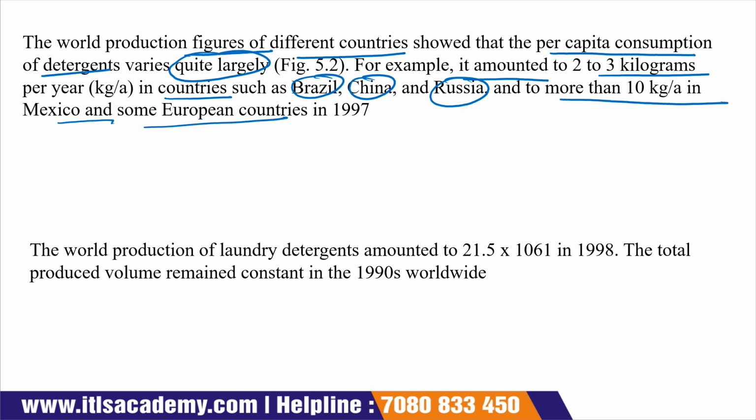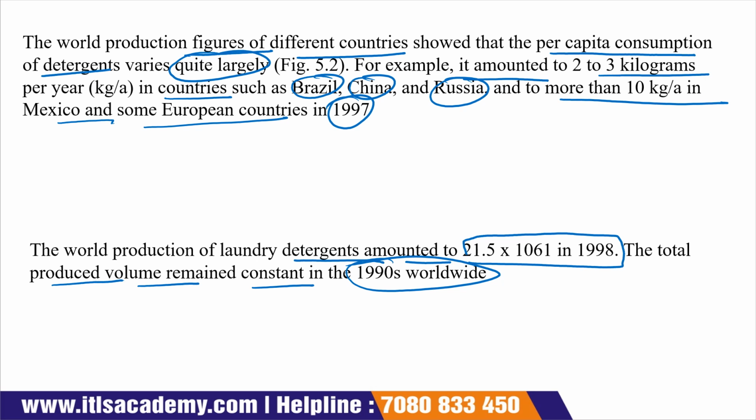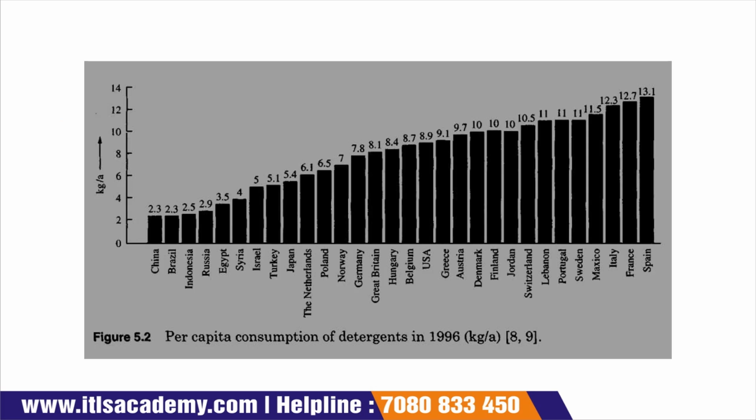And that data is taken in 1997, which we discuss in the next slide. The world production of laundry detergent amounted to around 21.5 × 10^6 tonnes in 1998, and the total produced volume remained constant in the 1990s worldwide. Now the next is the per capita consumption of detergent in 1996.